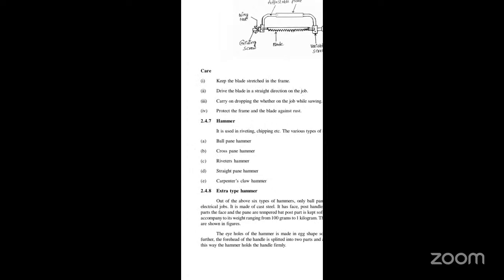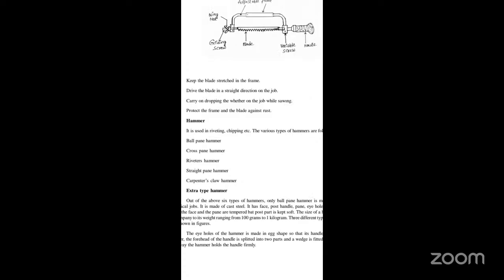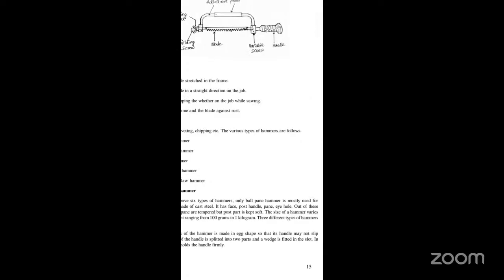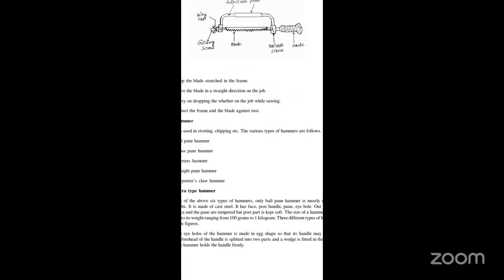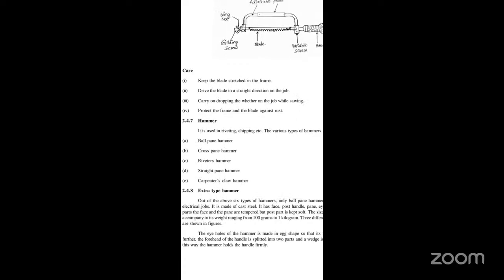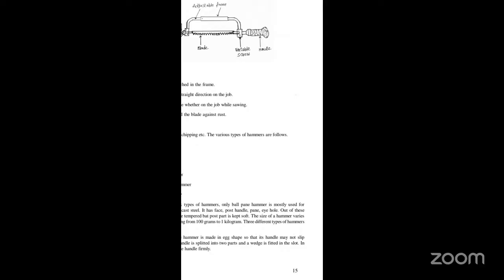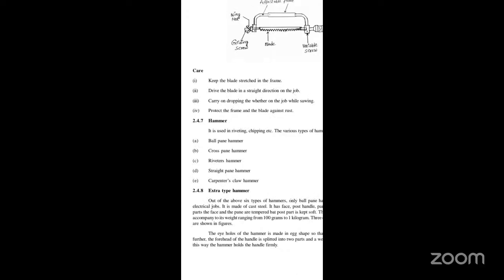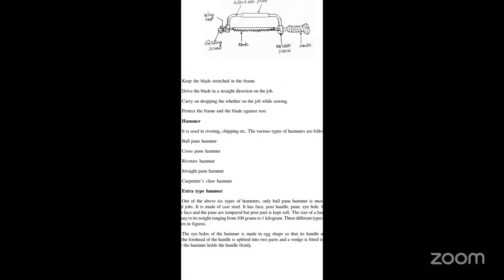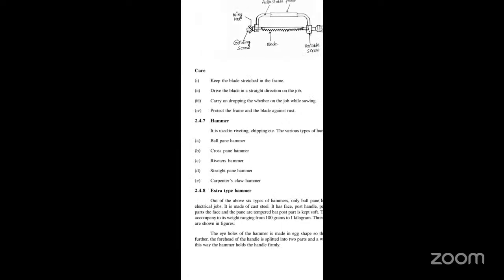Extra type hammer. Out of the above six hammers, only the ball pein hammer is mostly used for electrical jobs. It is made of cast steel. It has face, pein, handle, and eye hole. Out of these parts, the face and the pein are tempered, but the rest is kept soft. The size of a hammer varies according to its weight, ranging from 100 grams to 1 kilogram.